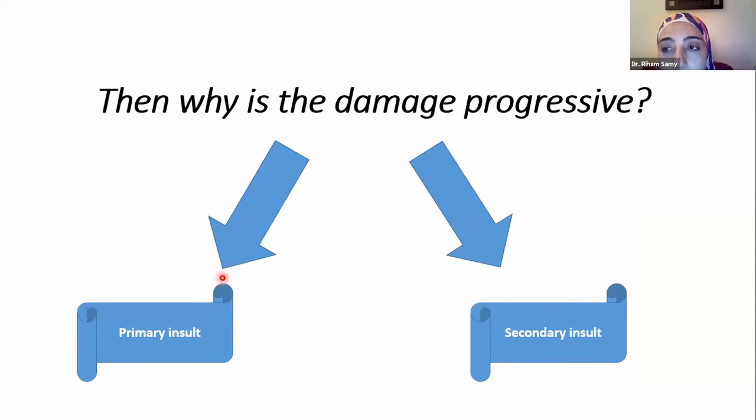We have to ask ourselves another question. Why is the glaucomatous damage progressive? In other words, if you have a patient with controlled intraocular pressure, why do you still follow up your patient? Are you expecting further deterioration despite an apparently normal pressure?